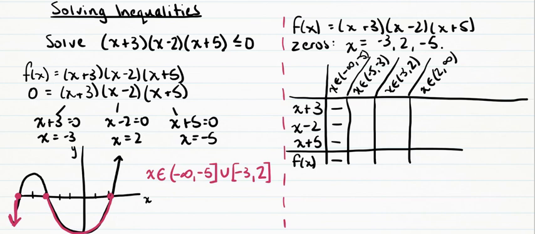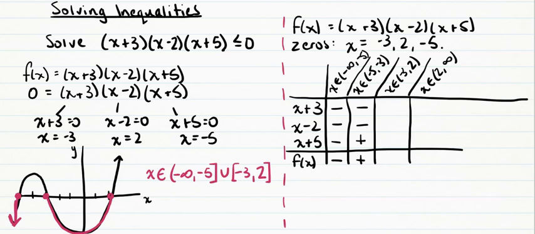Then we go on to our next interval. And again, we pick a test value for x that's in that interval. So here, my interval goes from negative 5 to negative 3. So let's pick the test value of negative 4. If I plug in the value negative 4 to each of these factors, negative 4 plus 3 gives a negative result. Next factor, negative 4 minus 2, that's definitely negative. And the third factor, negative 4 plus 5, gives a positive result. So now if I multiply these three factors together, a negative times a positive gives a positive result. So I know that the function f of x is positive in that interval.